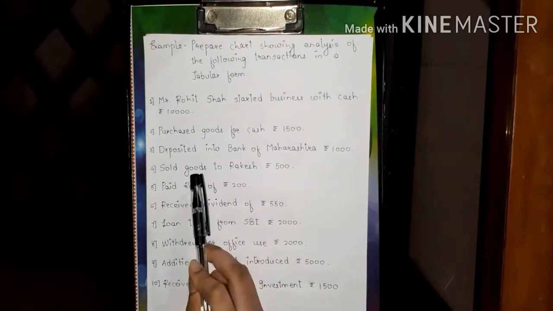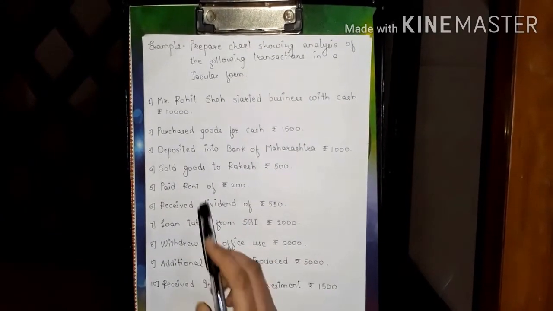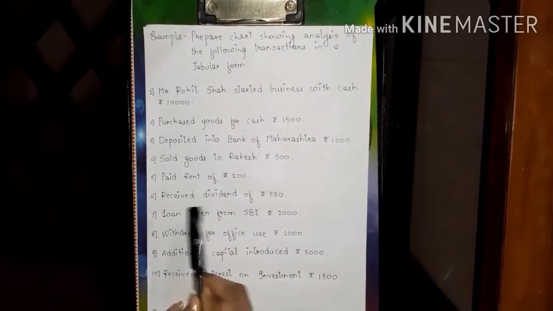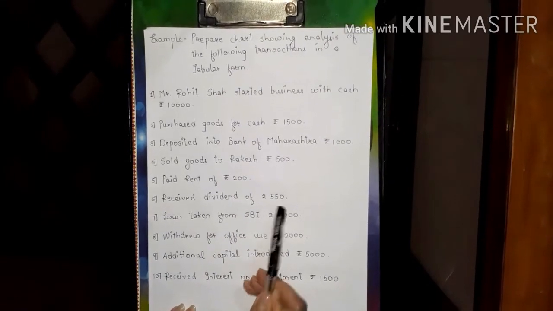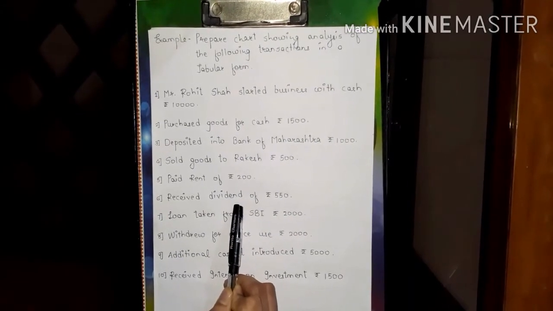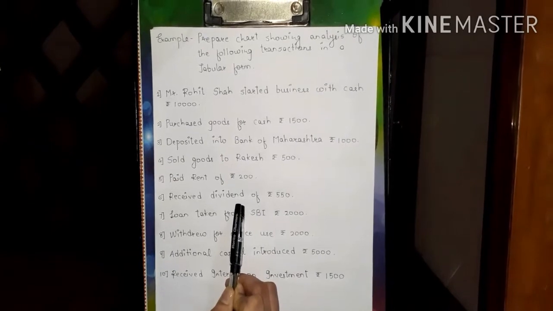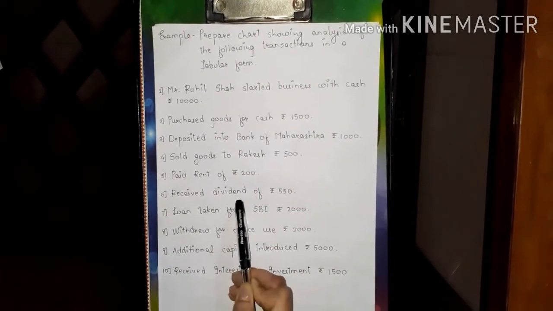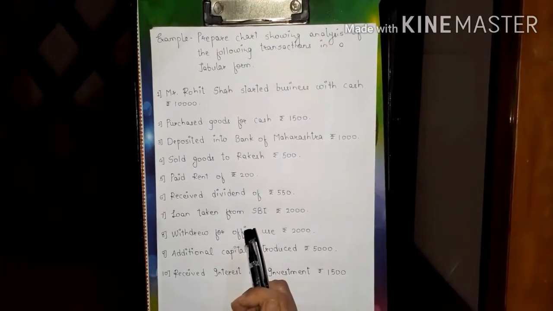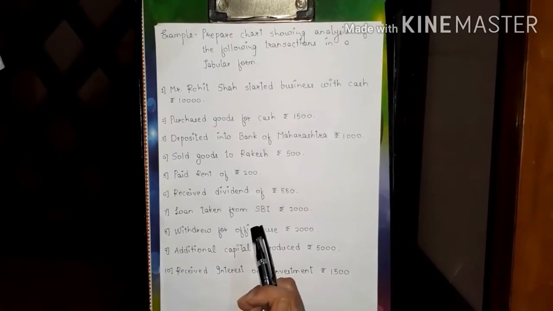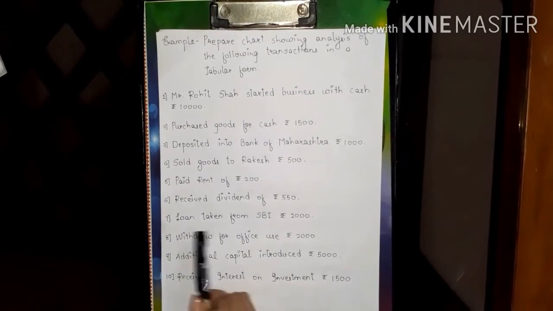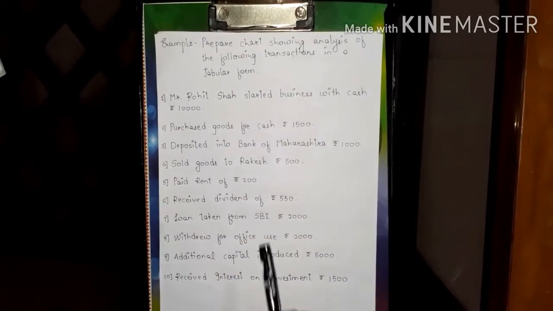Okay. Fourth, sold goods to Rakesh rupees 500. Fifth, paid rent of rupees 200. Sixth, received dividend of rupees 550. Now here dividend is the part of profit you earn when you have purchased shares of a particular company. That particular company will give you a portion of its profit earned in the form of dividend for your investment in their company. That is called dividend. Okay. Seventh, loan taken from SBI rupees 2,000.